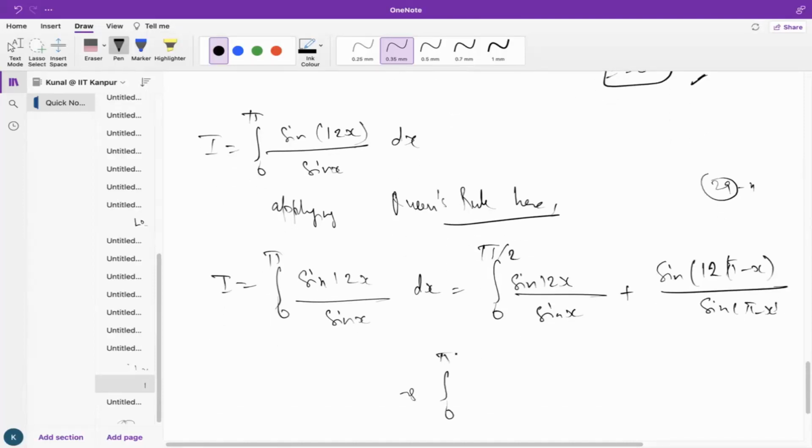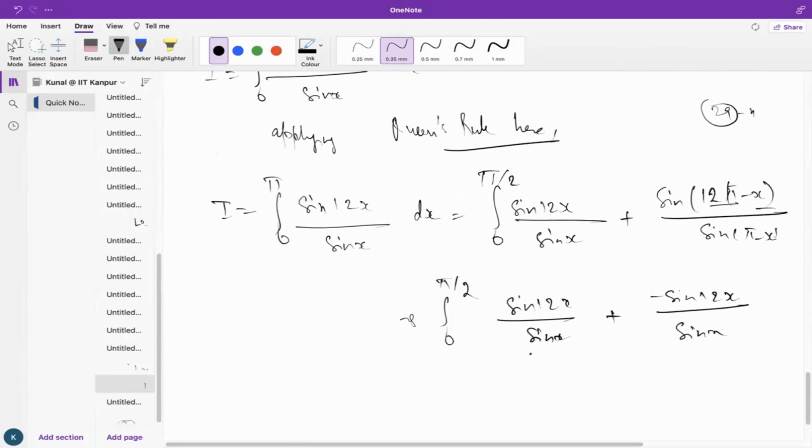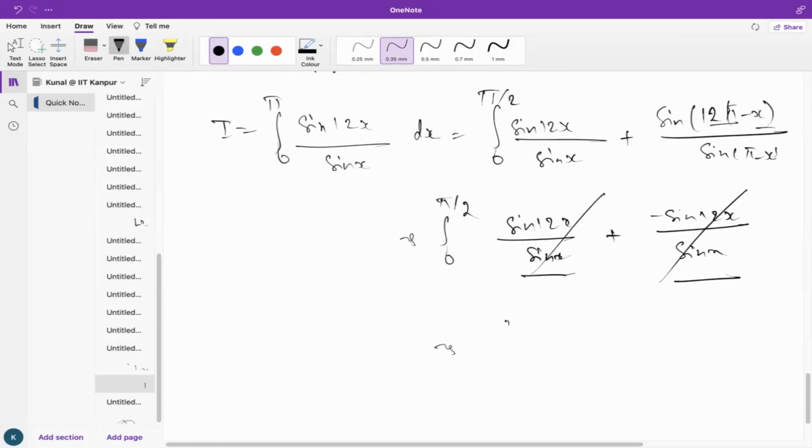We are integrating from 0 to pi by 2 sine of 12x by sine of x plus this value is like what? Minus sine of 12x. Because it's same now, pi even power minus even. So again, we get into the fourth coordinate divided by sine of x. And these both values are the same, but with opposite sign. So what we get here? We get cancelled and we get integration value is 0.